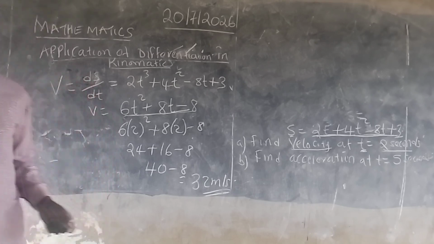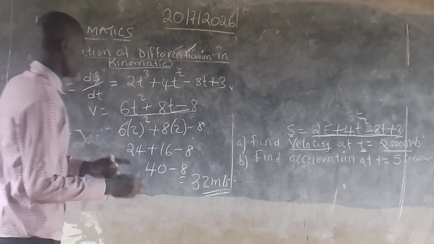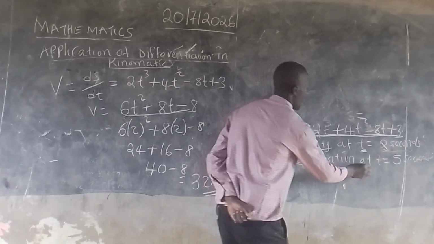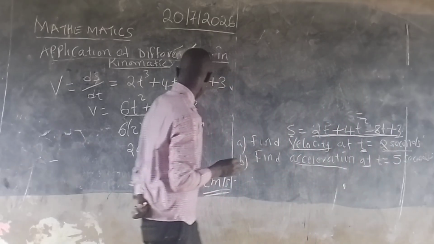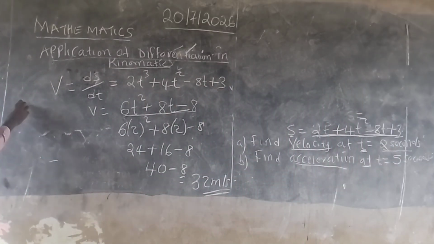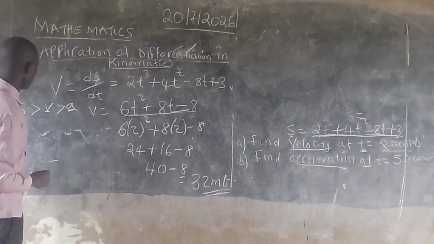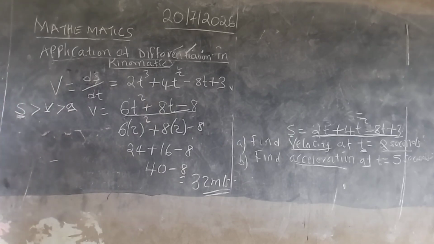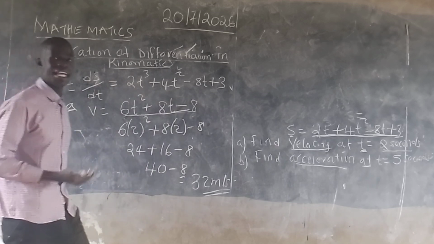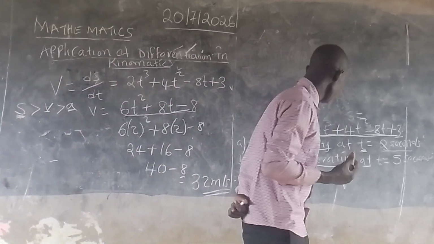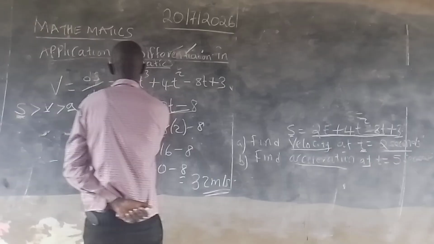So the second part of the question says what? Find the acceleration at time equal to 5. Remember very well we said that if we have a displacement equation, we differentiate to get our velocity equation, we differentiate again to get an acceleration equation. So they want acceleration. We don't go back to the displacement equation. Here we go to the velocity equation. We differentiate to get the acceleration equation. Or if you want to go back to the displacement equation, it means you differentiate twice for you to get the acceleration equation.